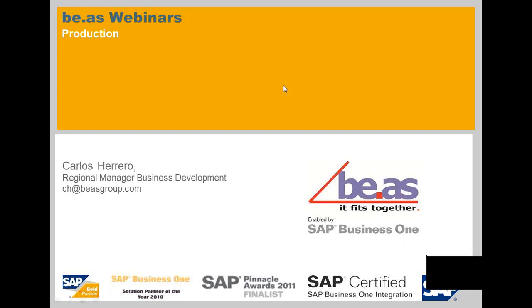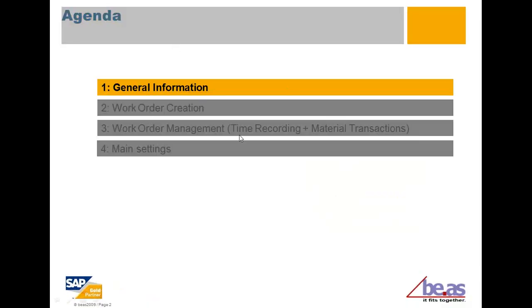Today's session is regarding production. We will, of course, have a look at some general information regarding the production orders or the work orders. Later, we will see how to create the work orders considering different approaches or different business processes. Of course, we will have a look at how to manage the work orders, and then some critical or main settings you should take care about the production orders.